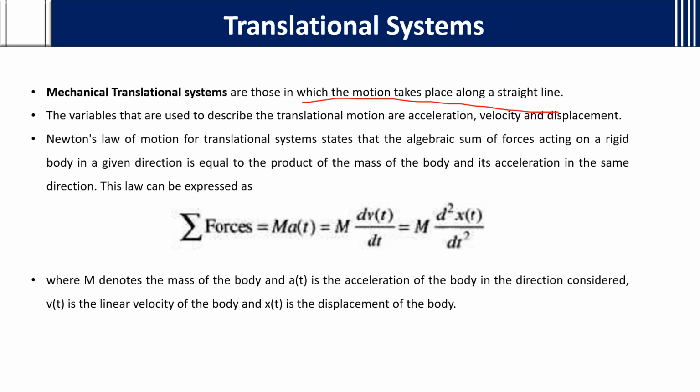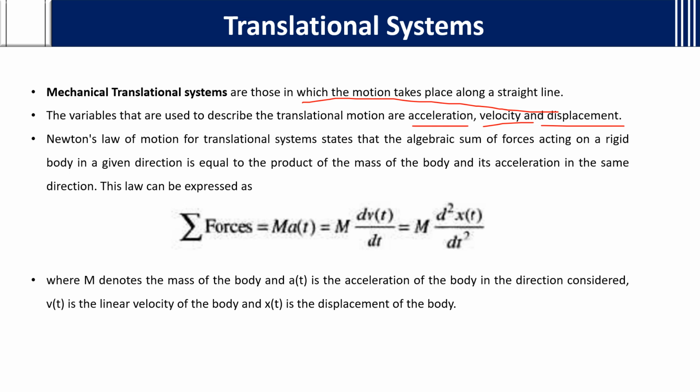The variables that are used to describe the translational motion are what? Acceleration, velocity and displacement. These are the variables required to describe a translational or straight line motion. I hope you already know what acceleration, velocity and displacement are. So with that we'll go to the next point.